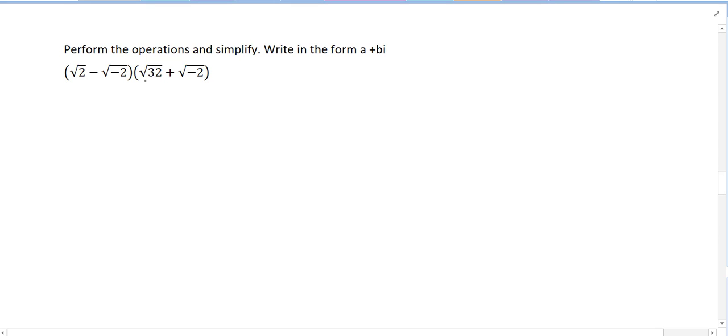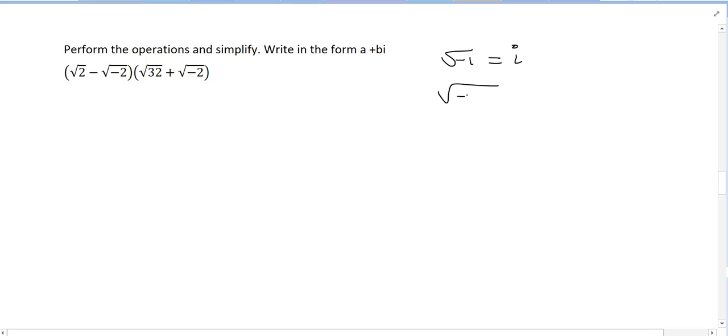Hey there, so we'll continue with the review for chapter 1. So here we're going to perform the operations and simplify in the form a plus bi. So this is a complex number. One of the first things is anytime you see a negative inside a radical, we want to take the i out of there. So when you have the square root of -1, that is i, right?